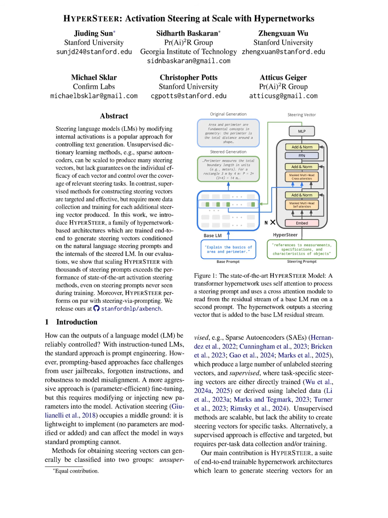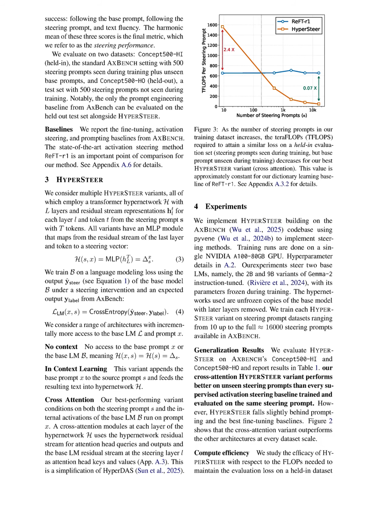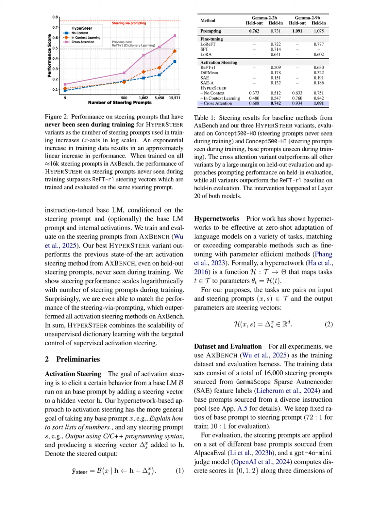The performance of HYPERSTEER was measured using a harmonic mean of discrete scores across three dimensions: adherence to the base prompt, adherence to the steering prompt, and text fluency, collectively referred to as steering performance. Additionally, HYPERSTEER's performance was compared against various baselines, including fine-tuning, activation steering, and prompting methods from AXBENCH, with a particular focus on the state-of-the-art activation steering method REFT-R1. The results indicated that HYPERSTEER outperformed previous activation steering methods, even on held-out prompts, demonstrating its effectiveness in generating steering vectors.